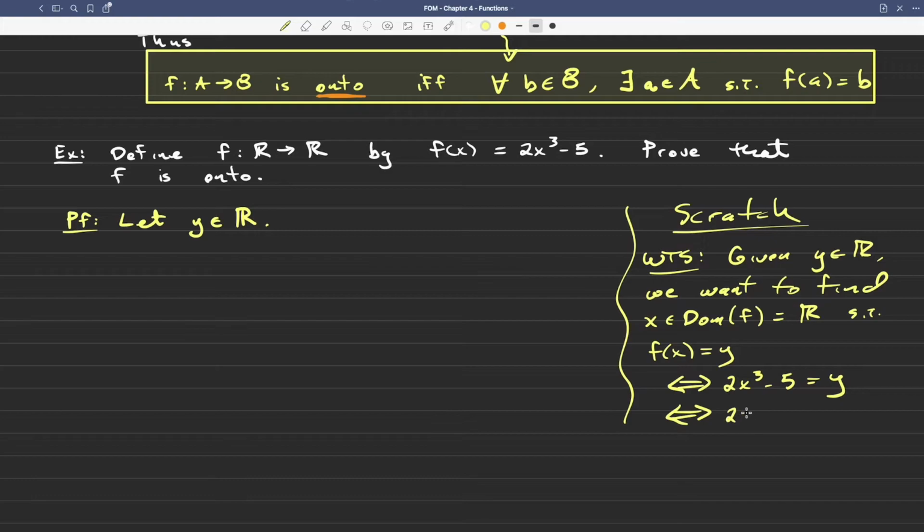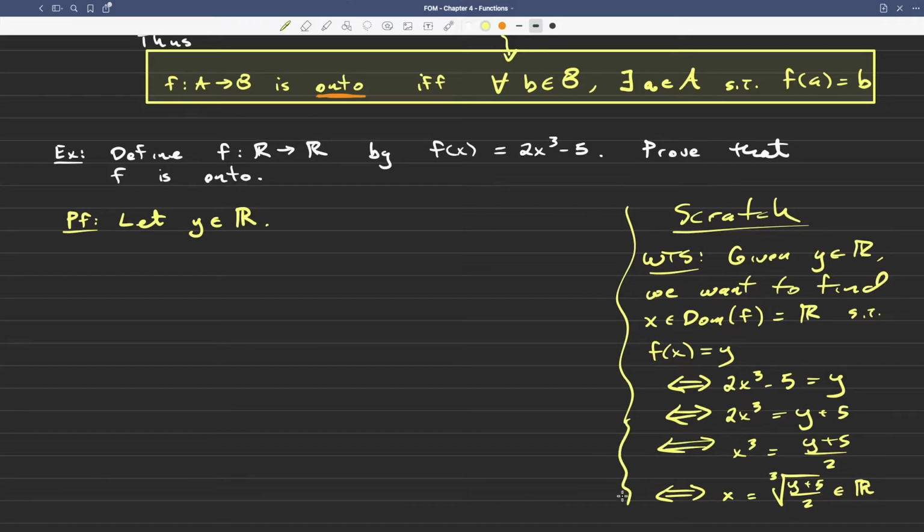So add 5 to both sides, divide both sides by 2, and then take the cube root of both sides. The nice thing about cube roots is you can take the cube root of a positive number, a negative number, 0, it doesn't matter. So the cube root of (y plus 5) over 2 is in fact a real number, because y was a real number, so (y plus 5) over 2 is a real number. You're not dividing by 0 or taking square roots of negative numbers or anything like that to get (y plus 5) over 2. And then when you take the cube root of that, you also get a real number. So x is definitely a real number.